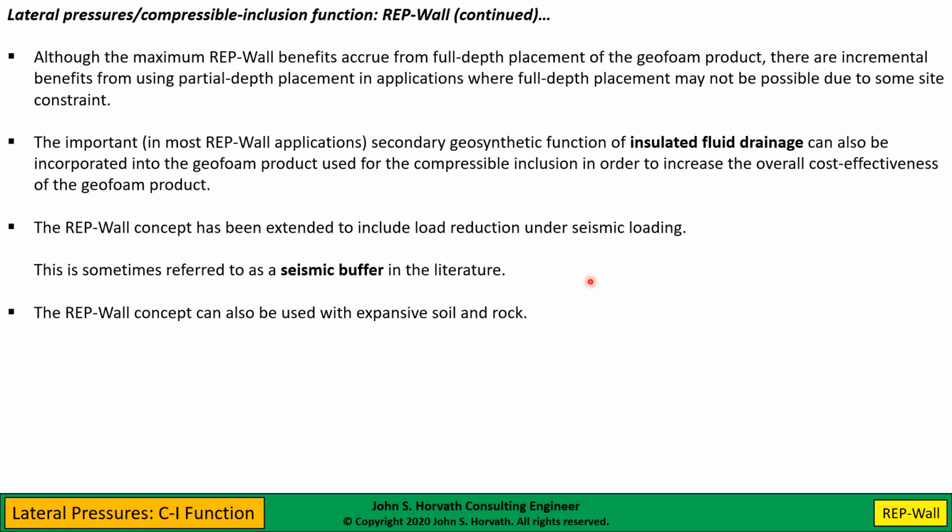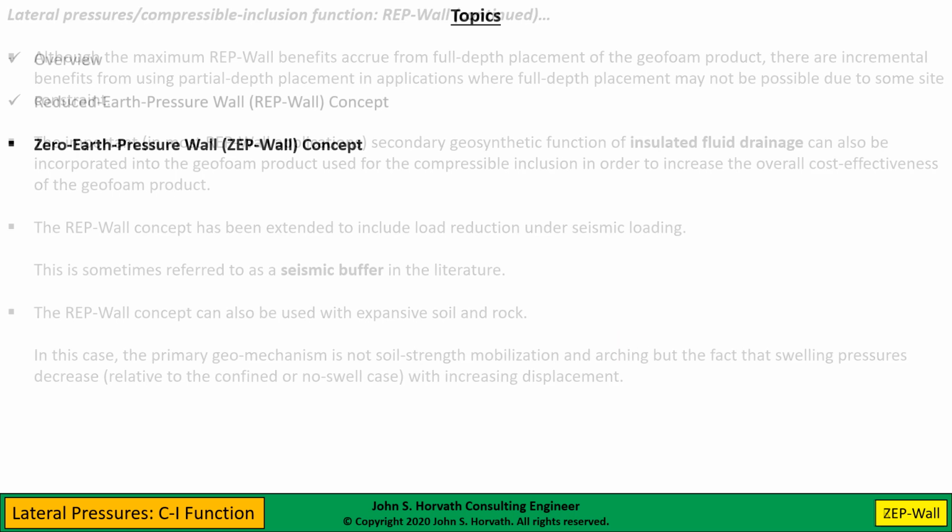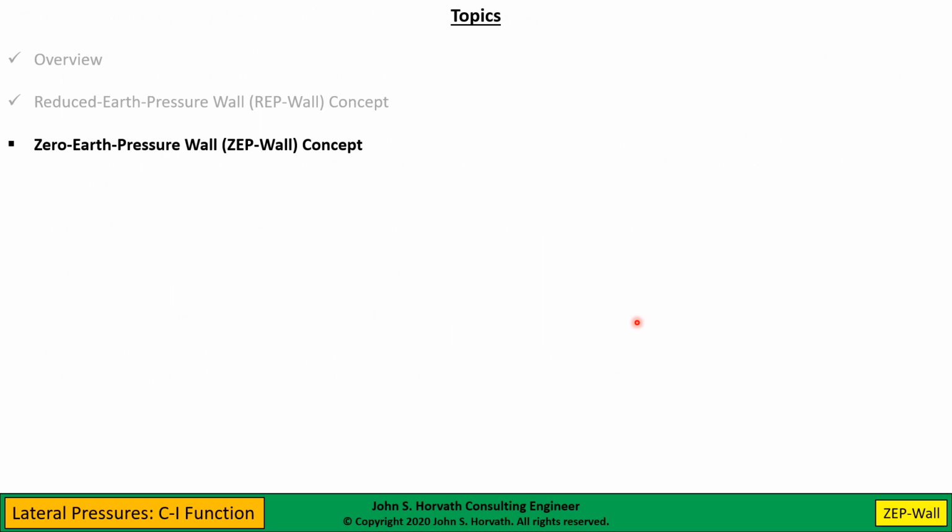Can also use the rep wall concept with expansive soil and rock. Now, in this case, the primary geomechanism is not strength mobilization and horizontal arching, but the fact that swelling pressures decrease from the confined or no swell case with increasing displacement. So you would want the swelling soils to sacrificially crush the compressible inclusion and kind of self-reduce. Again, this is the self-reducing nature of earth pressures, as I mentioned earlier in the presentation.